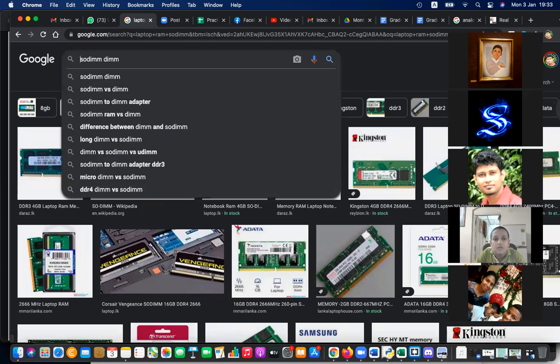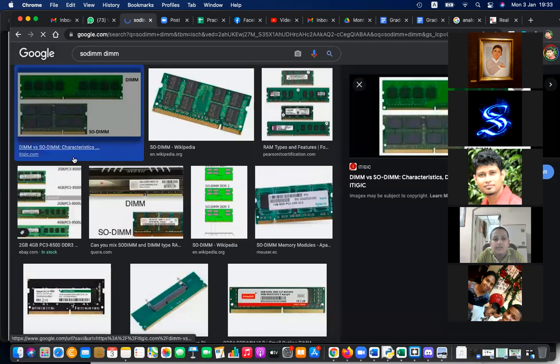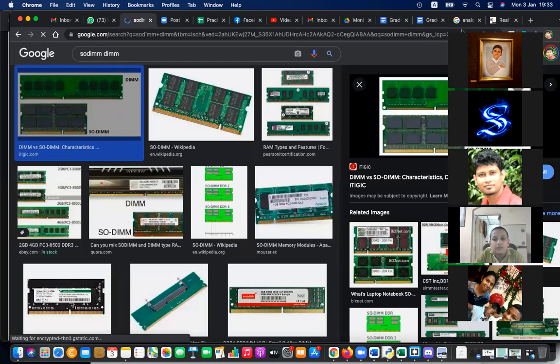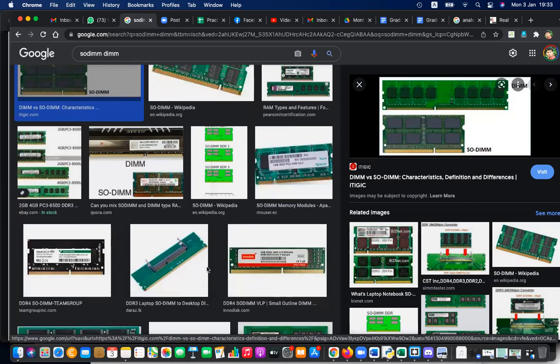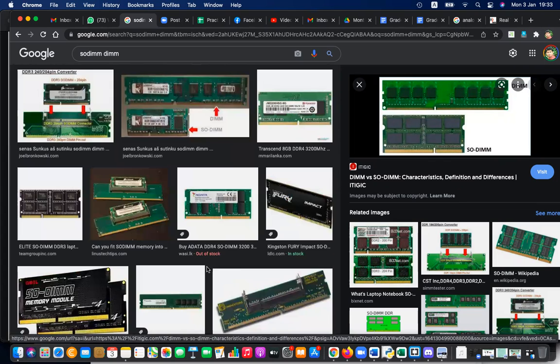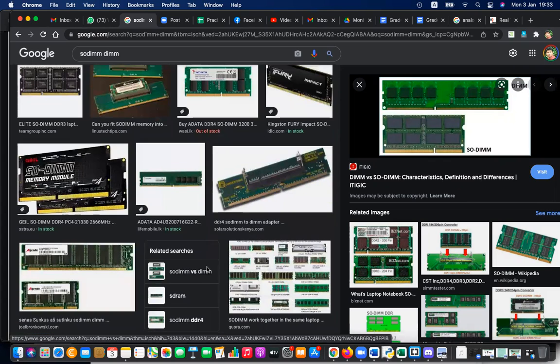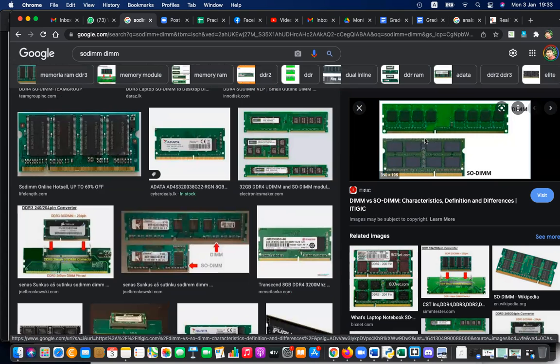DIMM means the normal desktop RAM. You can see the size, right? So this is DIMM. The laptop RAM is smaller than the desktop RAM. Right? This is the main memory. It's removable. It's a removable storage. If your RAM is not enough or if your RAM is not working, you can remove that and plug in a new one.